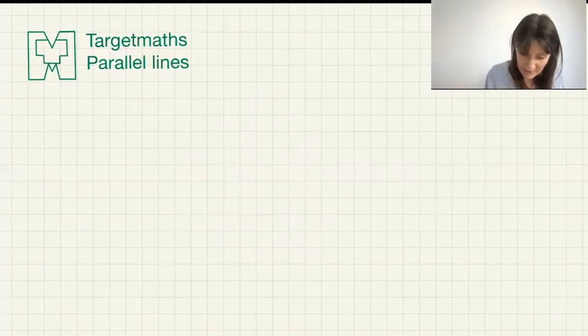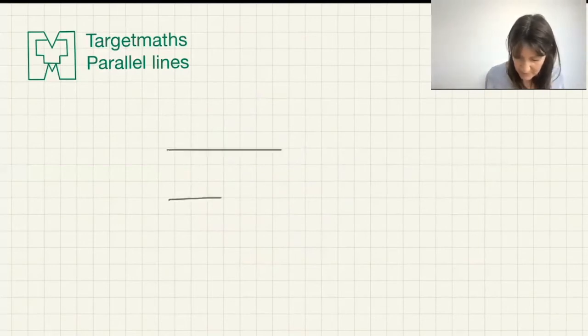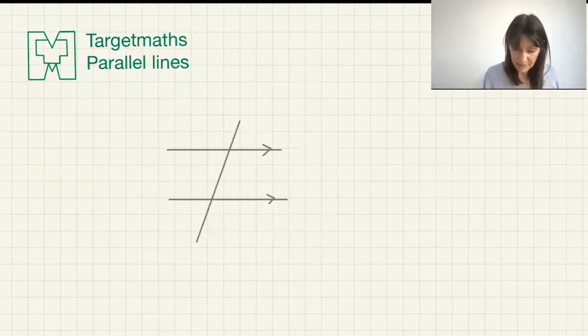So let's have a little look. We're going to do, there's my parallel lines. Remember, they are only parallel if they have the arrowheads on them. Otherwise, you'd be assuming that they were when they might not be.